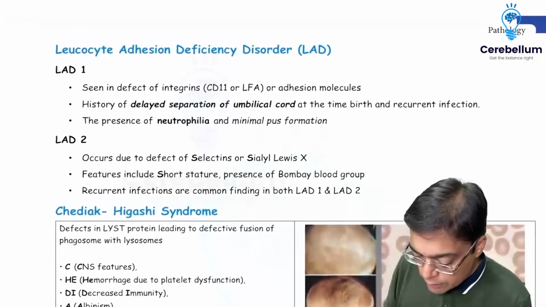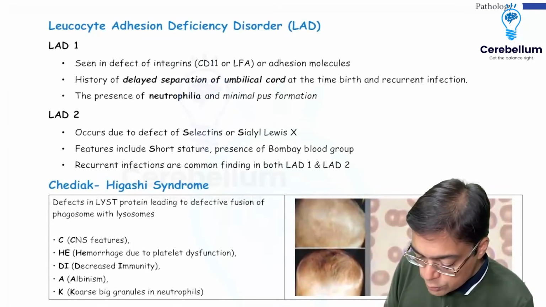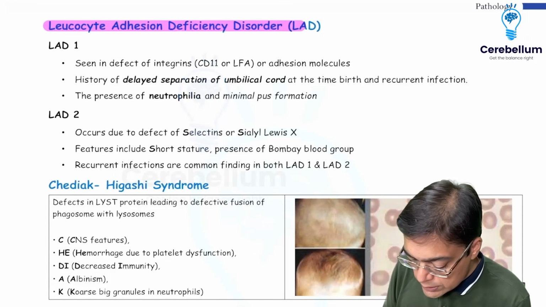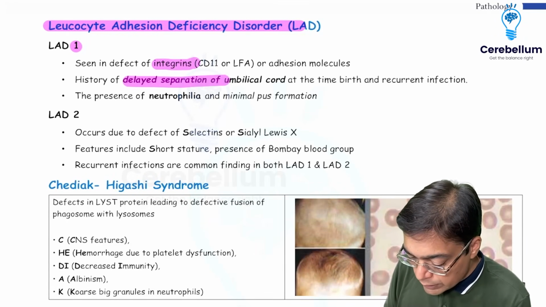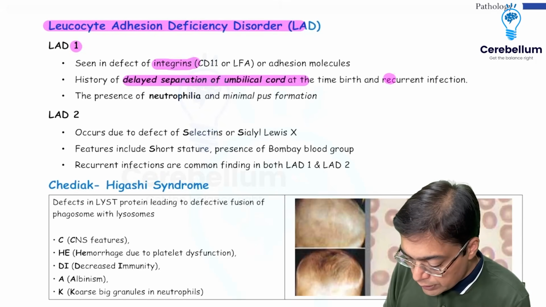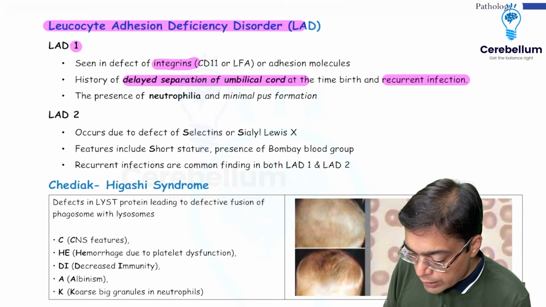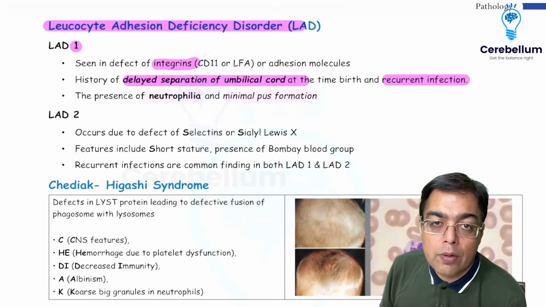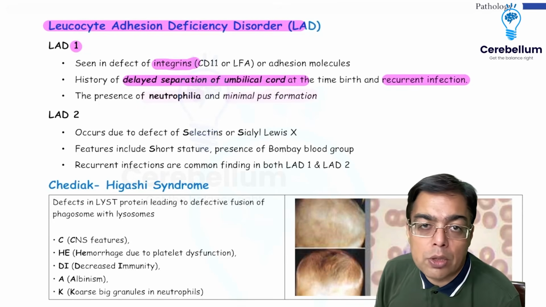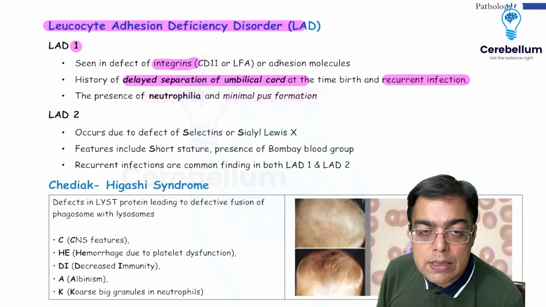Let us just have a quick recap of what we talked about earlier. So as I made a mention with you friends, that LAD, leukocyte adhesion disorders, if it is LAD first, that's caused because of integrin problem, and there is a history of delayed separation of umbilical cord, recurrent infections, and sometimes the question can make a mention of the patients are going to be having the presence of neutrophilia and minimal pus formation, right? So the neutrophils are not able to adhere to the blood vessels, and therefore there is going to be increased number of neutrophils in the circulation.